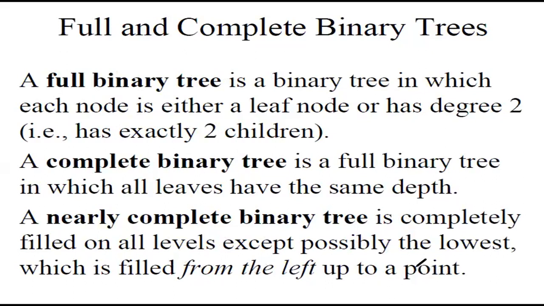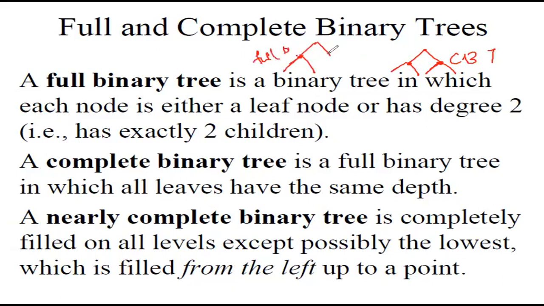to a point. Okay, now for this, let's see examples. A full binary tree is a tree in which each node is either a leaf node or has degree 2. So this is basically given as follows. Over here each node is either a leaf node or has 2 children, so this is a full binary tree. Now what is a complete binary tree? A complete binary tree is a full binary tree in which all the leaves have the same depth. So this will be a complete binary tree, and the earlier one which I have drawn is a full binary tree.